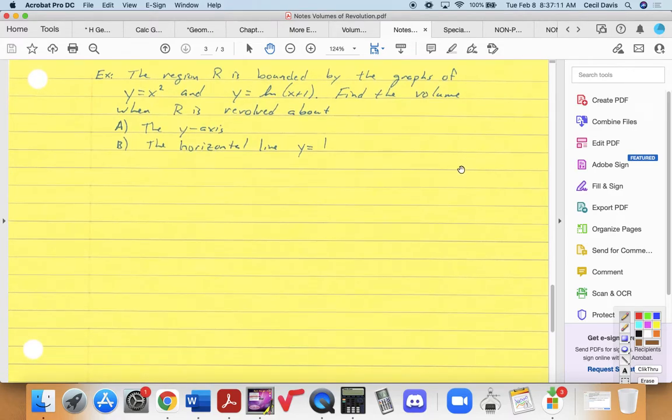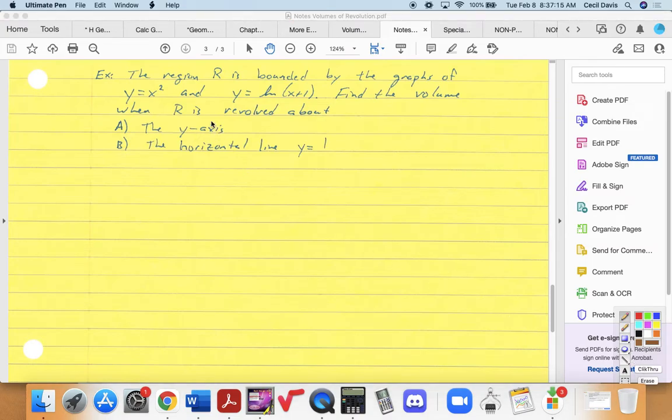All right, let's see what we can do with this one. This is definitely going to be a calculator problem. The region R is bounded by the graphs of y equals x squared and y equals the natural log of x plus 1. Find the volume when we revolve around the y-axis and the horizontal line y equals 1. All right, let's see if we can get at least one of those done. I don't think we'll have time for both.